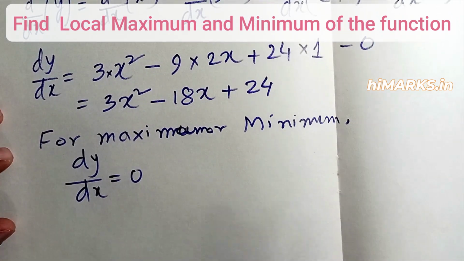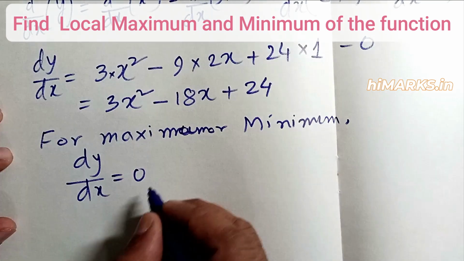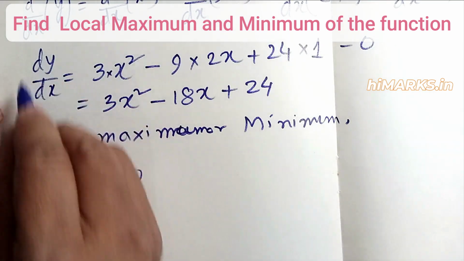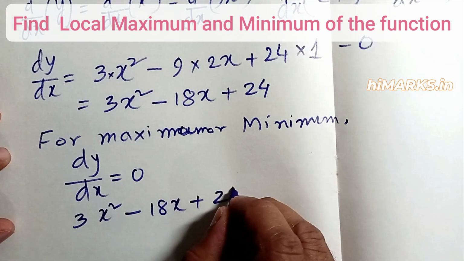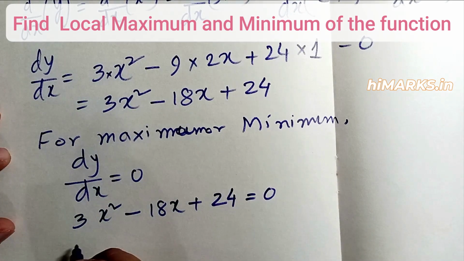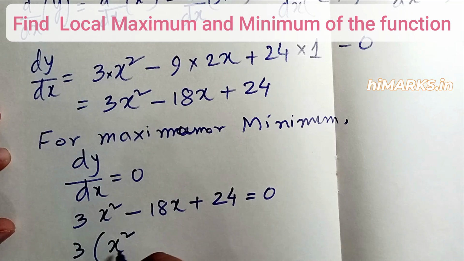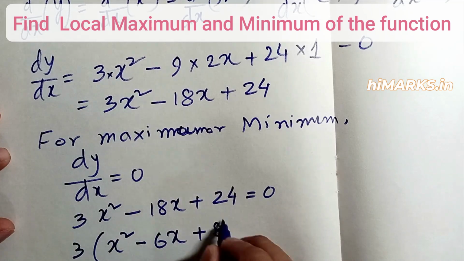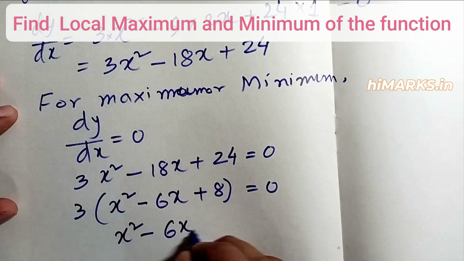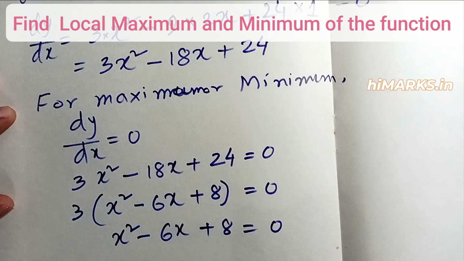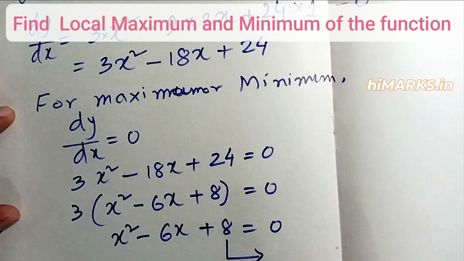Here we have found dy/dx, 3x square minus 18x plus 24. So this will be equal to 0. Here you can see that 3 you can take common, so basically we are eliminating 3. And then x square minus 6x plus 8 is equal to 0.